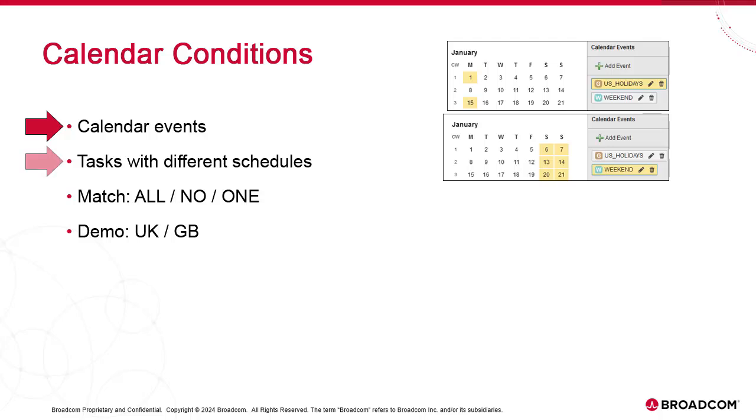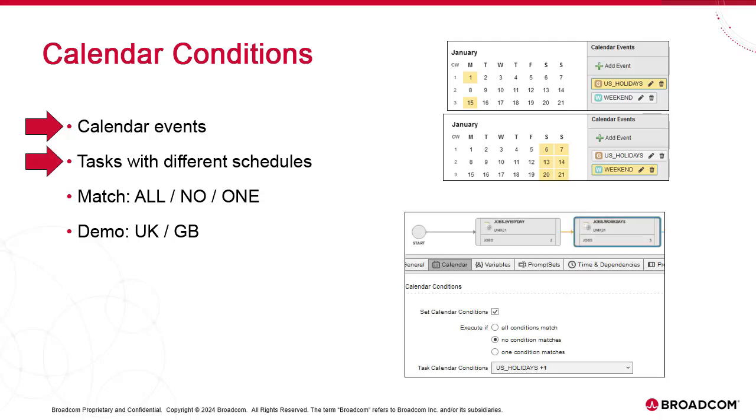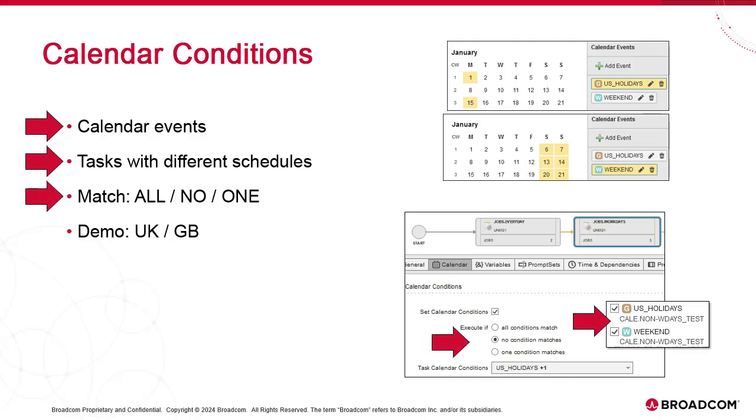In the task properties, we apply these calendar events to set a condition of execution. The task can be made to execute if the calendar condition is satisfied, meaning on days designated by the calendar events, even if the overall workflow schedule is completely different. You're in effect isolating the task and giving it a different schedule. Once the calendar condition is active, 3 options are available: all, no, and 1.